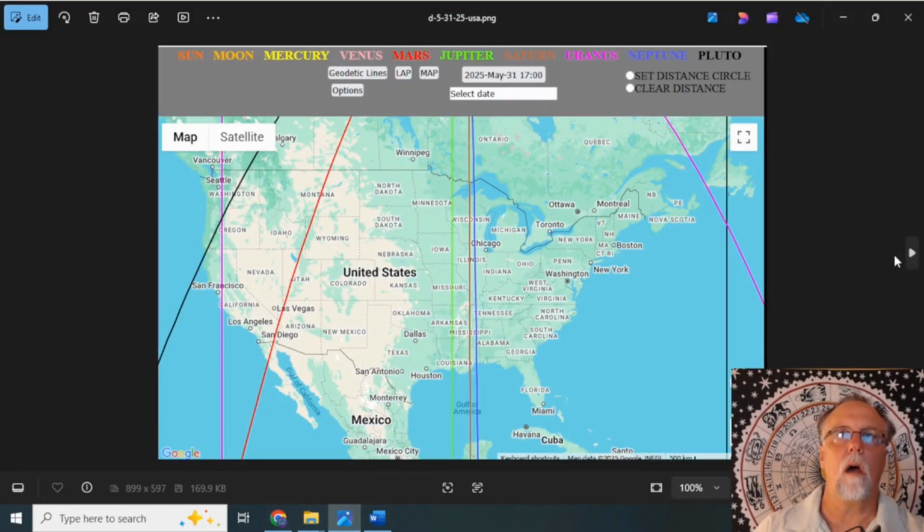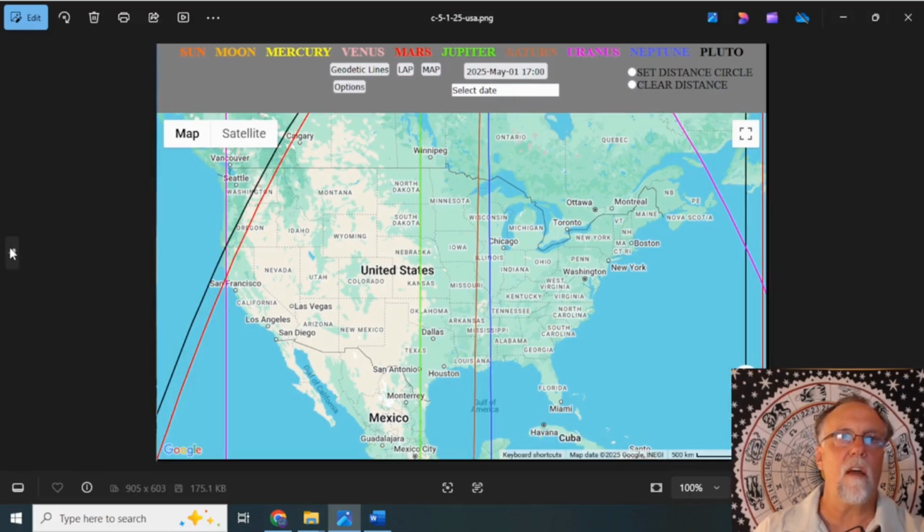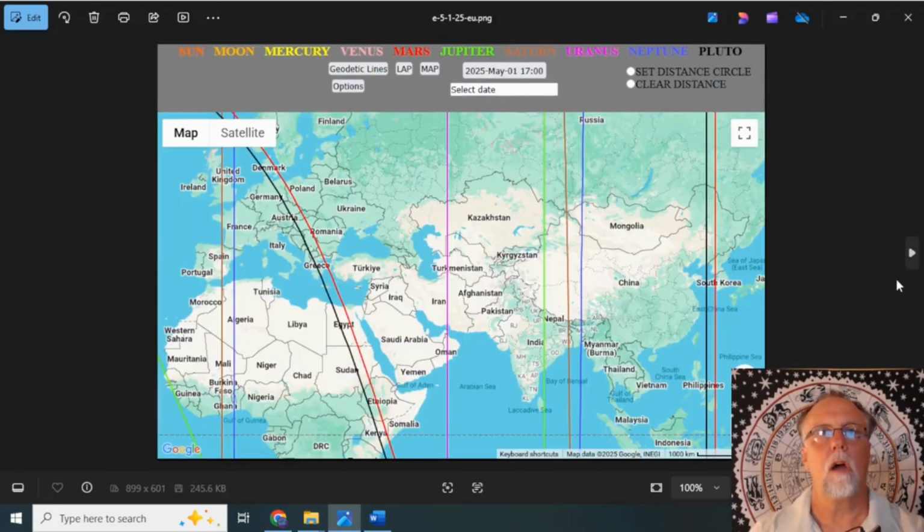So this is the same map at the end of the month. Again, watch how far that Mars line moved. Notice how the Neptune, Saturn, Pluto, and Uranus really don't move much, but that Mars, the faster moving planets, move quite a bit. So now we're going to look at Europe and Asia.